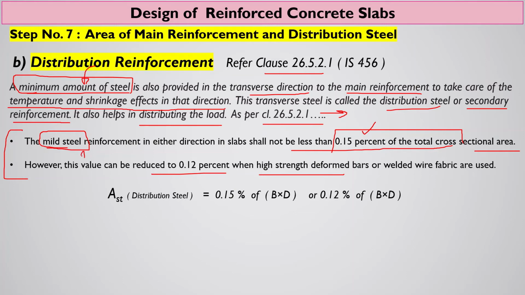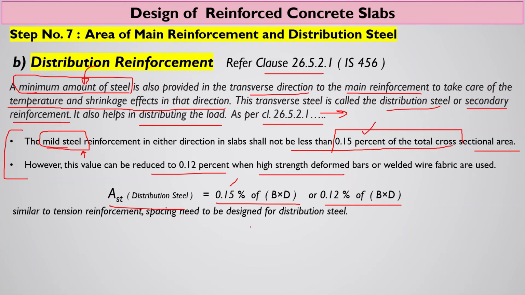So, according to the information we have discussed so far, if you are going to provide a mild steel bar, then you can work out how much distribution steel is required, 0.15%. Or if you are providing high strength steel, then by using this formula you can work out how much is the Ast steel which is required as a distribution steel. So similar to tension reinforcement, spacing again needs to be designed for the distribution steel.